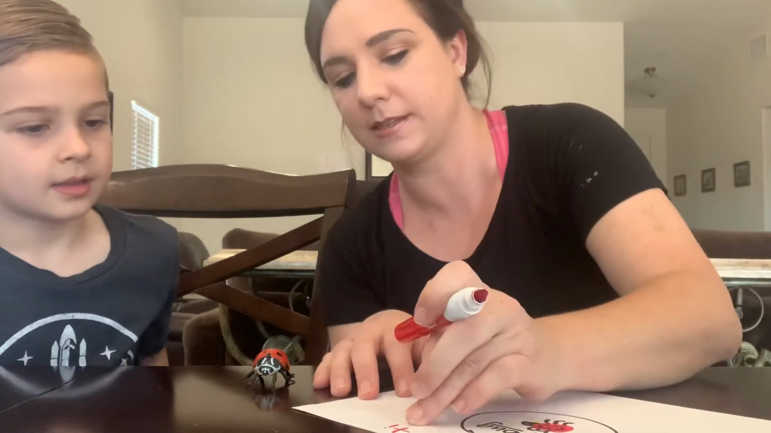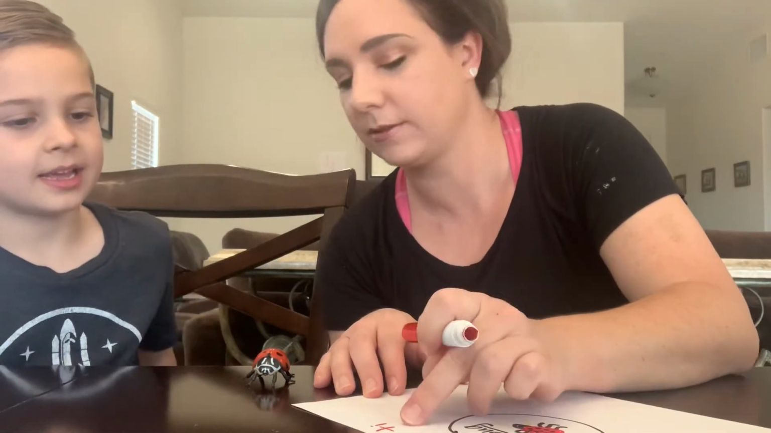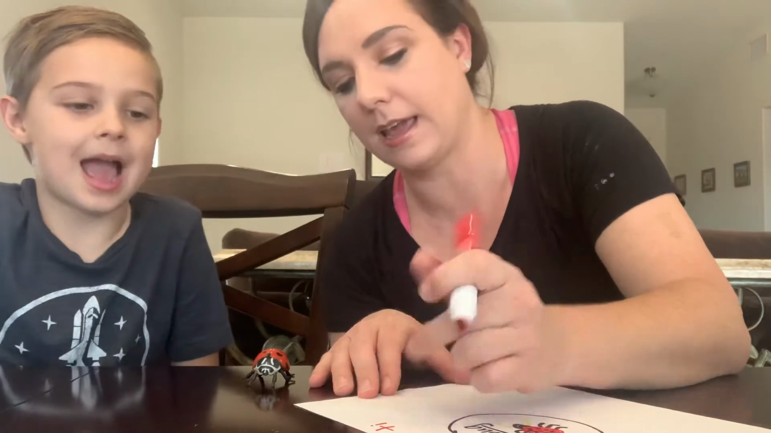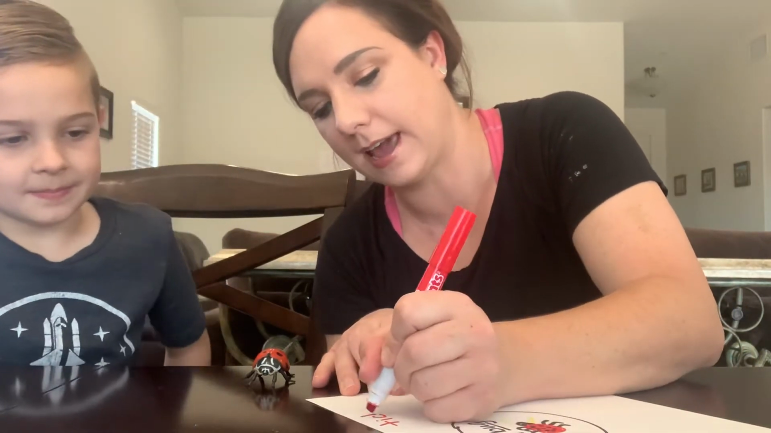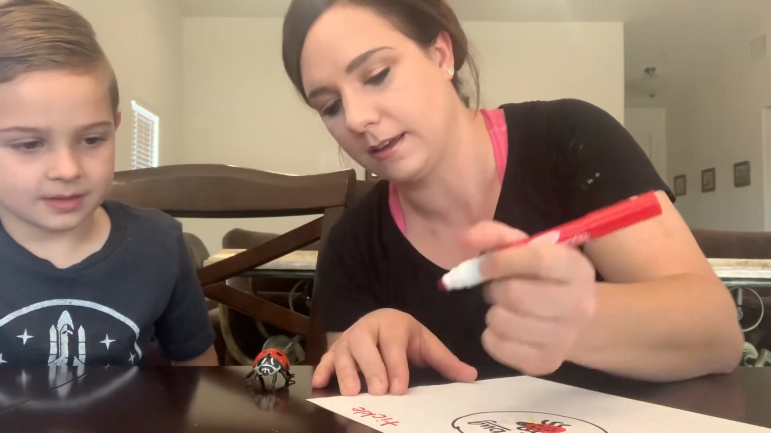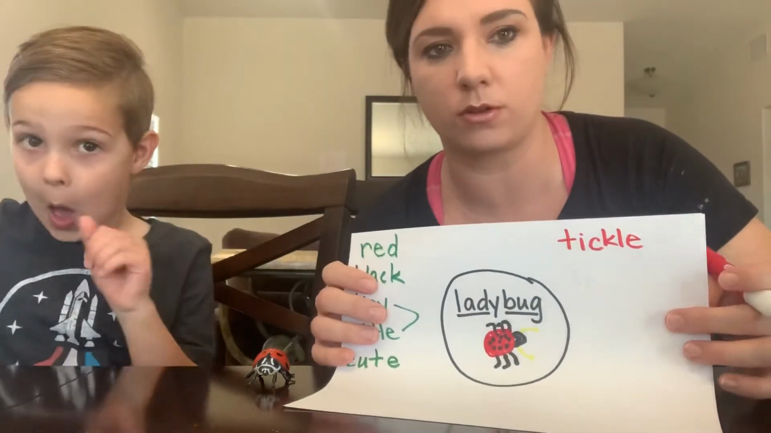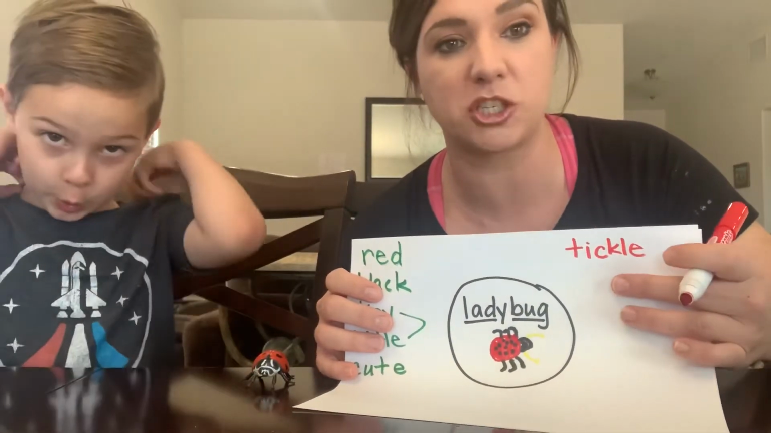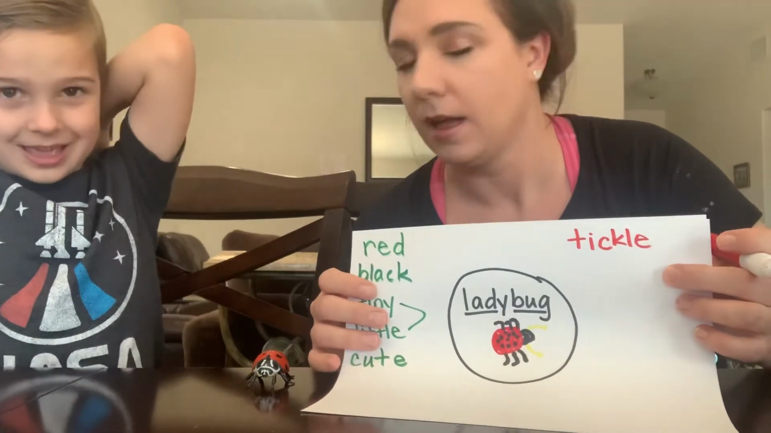Spell it with me, Jacob. T, I, C, K, L, E. Tickle. So if you don't want to go through the whole sounding it out every single time, you could have them just say the letters with you. Okay? So we have tickle.